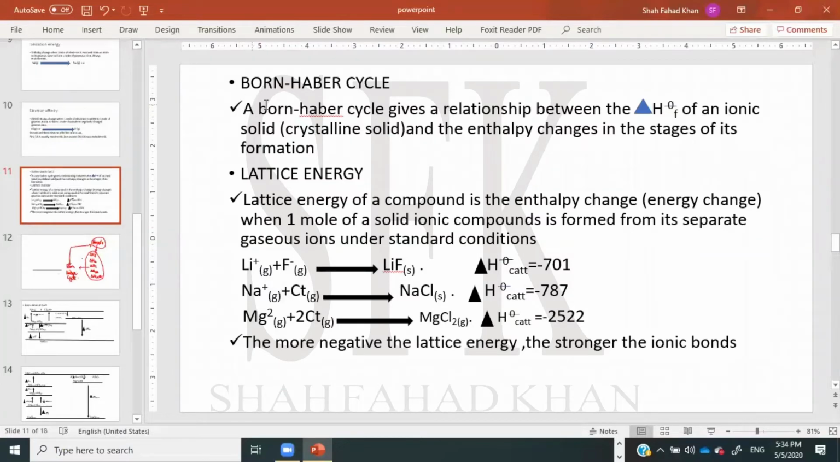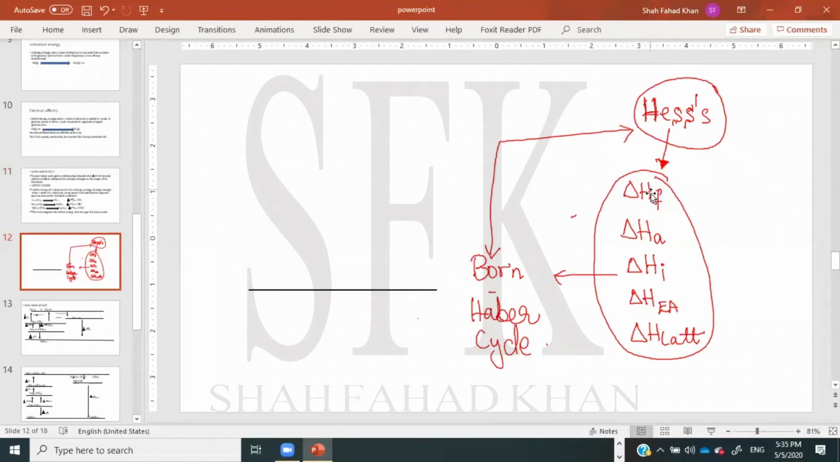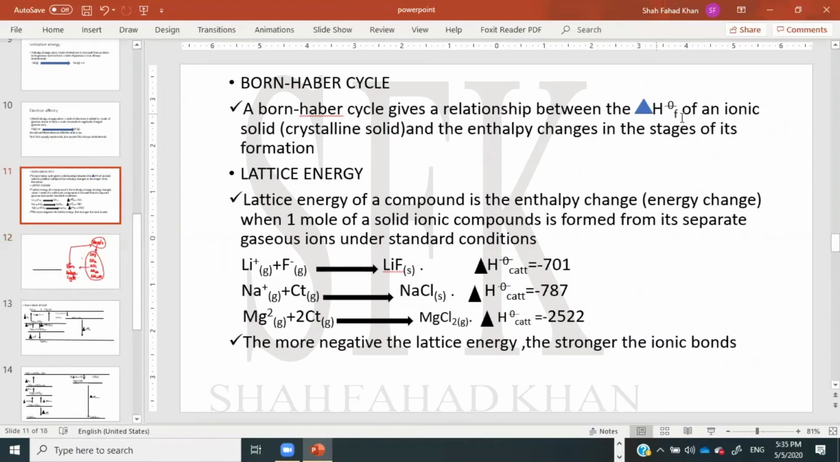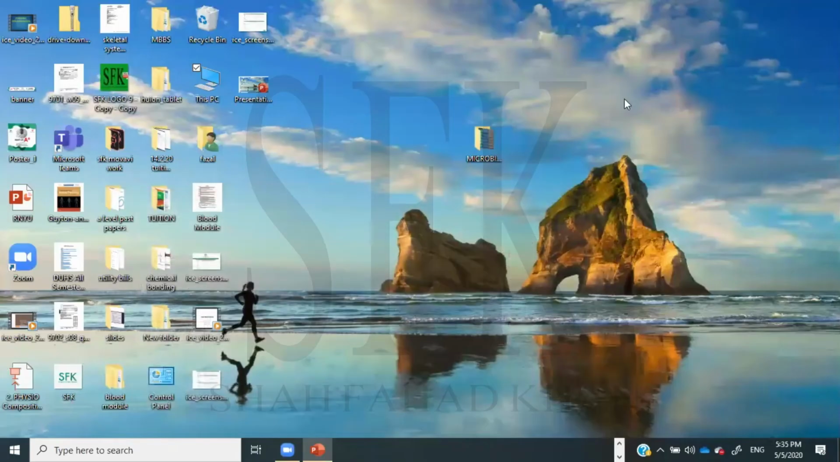The definition of Born-Haber cycle is right over here. I've written it down. A Born-Haber cycle is a Hess's cycle that gives a relationship between enthalpy change of formation of an ionic solid crystalline compound and the enthalpy changes in the stages of its formation. All right. So basically, enthalpy change of formation, this is something that we've already discussed. And I told you that it's the delta HF that we are talking about, and all the different enthalpy changes that are associated in its formation. Basically these, okay, over here. I'll shift to the whiteboard now.